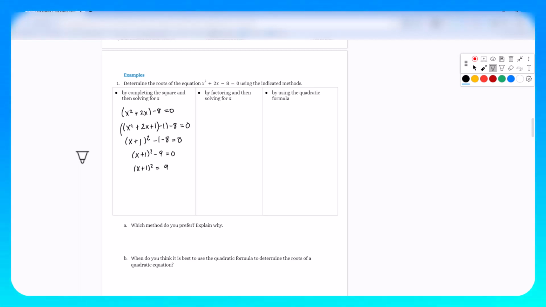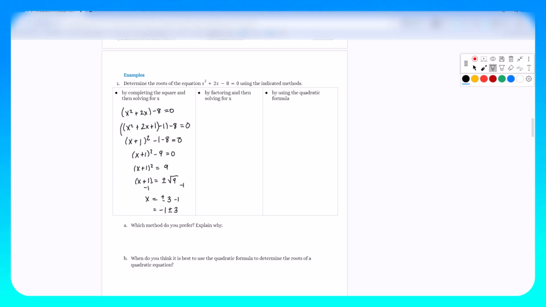We're going to take the square root of both sides. And when we do that, we take the plus minus of 9. And then we're going to subtract 1 from both sides. And that's x equals plus or minus the square root of 9, which we know is 3, minus 1. And if you want, you can write it in the other order.